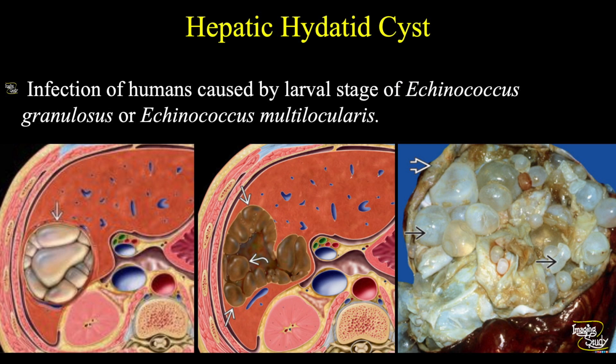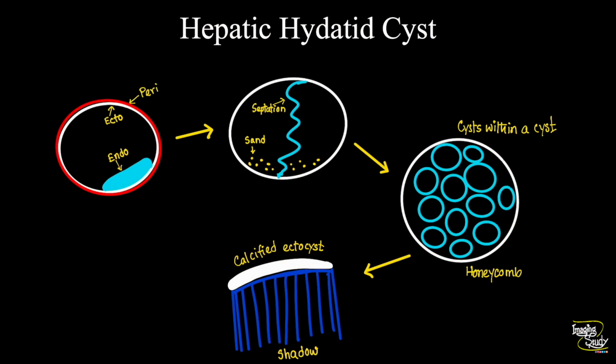Okay, so let's jump into the hepatic hydatid cyst. If you are from an endemic zone, then this may be a very important topic for you. Hydatid disease is the infection of humans caused by the larval stage of Echinococcus granulosus or Echinococcus multilocularis. Now what we'll get in hydatid cyst ultrasound? In microbiology or parasitology, you have read about the Hydatid disease.